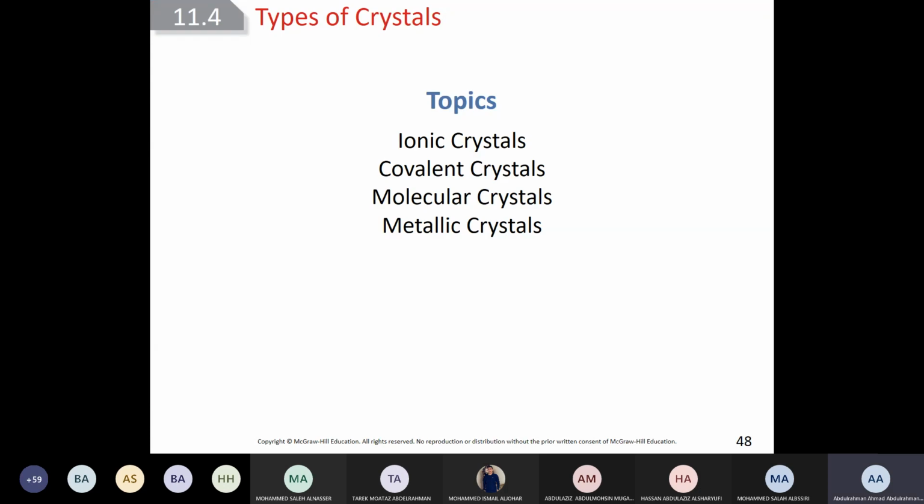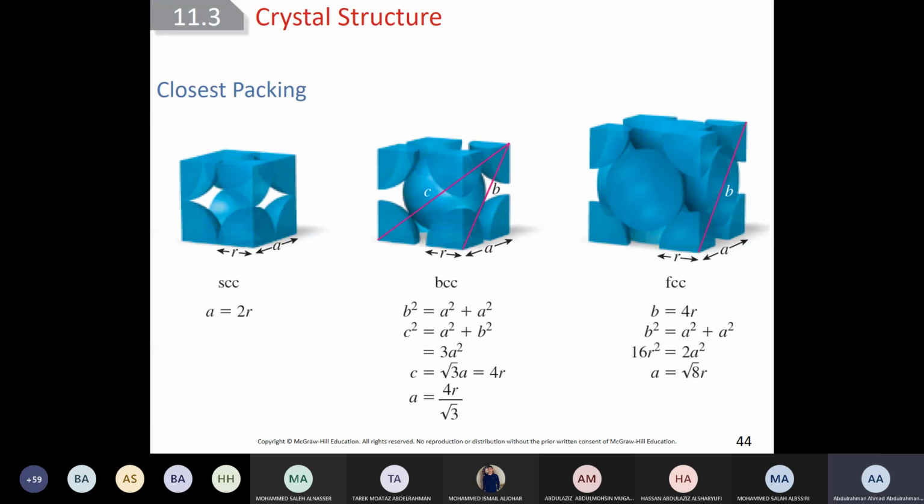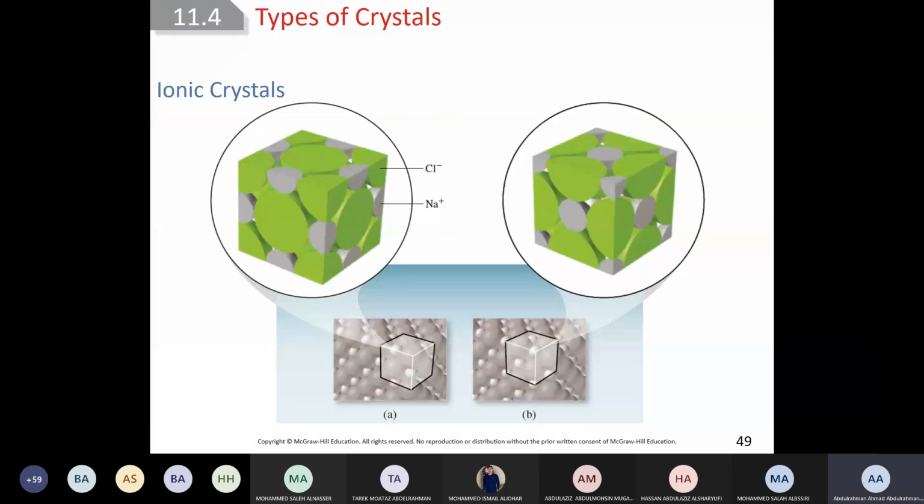Good. Not only what we talked about here is cubes for atoms, but we can have also cubes for ionic compounds. Like for example, look at this cube. This is a NaCl cube. NaCl is face-centered cubic with chlorine minus, and the sodium is taking the rest of the space.